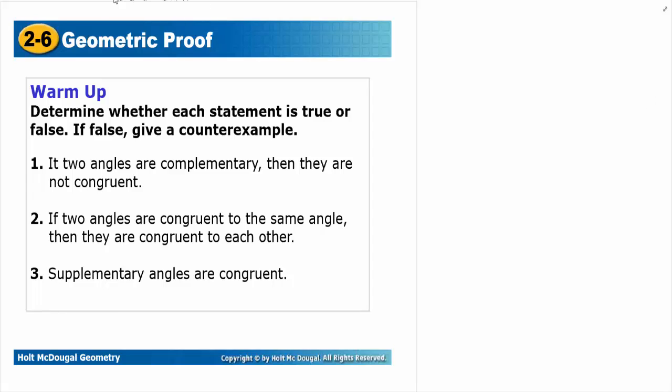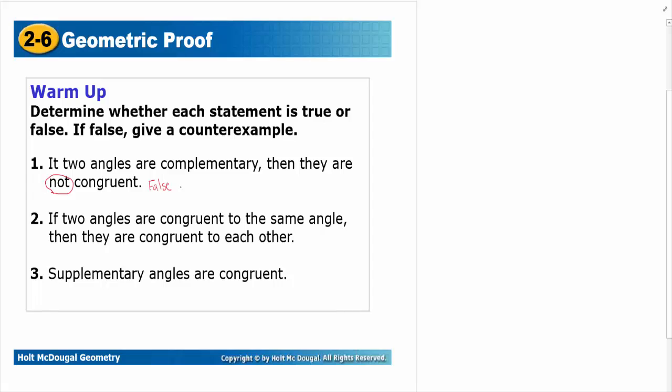So as you look at number one, it says if two angles are complementary, then they are not congruent. So that's the thing we're testing here. Are they not congruent in this situation? So if two angles are complementary, can we show an example when they are congruent? In this case we could show a counterexample, so we're going to say it's false.